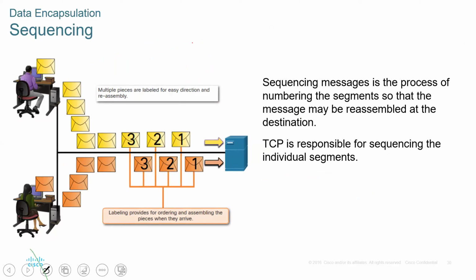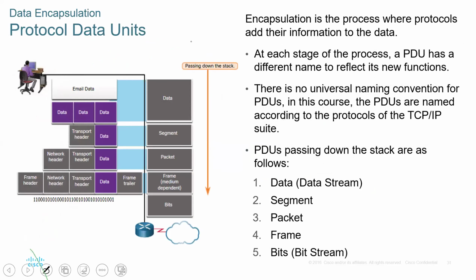So this is basically what happens. Each one of them has a sequence number or a segment number. Sequencing messages is the process of numbering the segments so that the message can be reassembled at the destination. TCP is responsible for this sequencing of individual segments, and TCP functions at the transport layer.